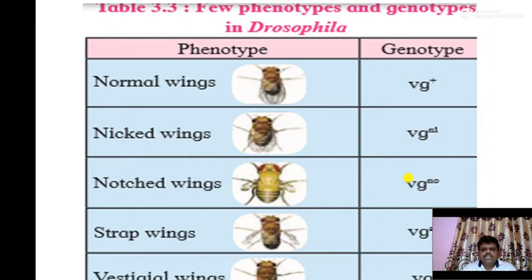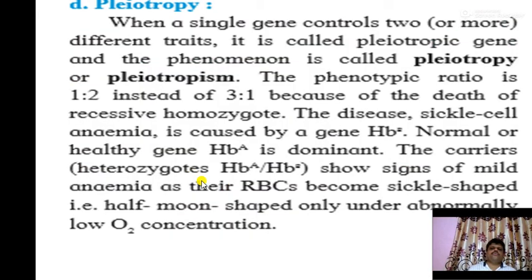One more example is there, as I said earlier, that is the blood group in the human being. Let us move towards one more example, that is pleiotropy. So pleiotropy is simply regarding a single gene controlling many traits.